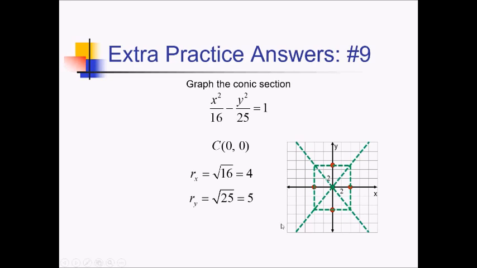Is it left, right, or up, down, though? Well, I notice we have a positive x squared. That tells us it's going to be a left, right hyperbola. So we have a left branch over here, and then we have a right branch over here.